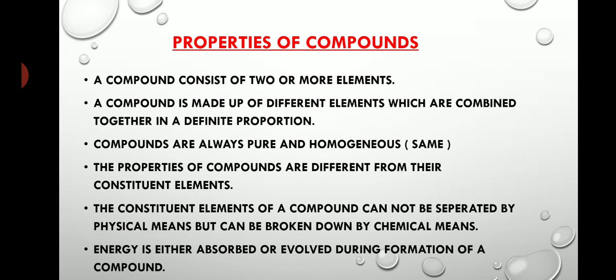Now we will discuss properties of compounds. These are the few properties of compound. Let us discuss them one by one. A compound consists of two or more elements. As I have already told you, there will be two or more different elements. Second, a compound is made up of different elements which are combined together in a definite proportion.